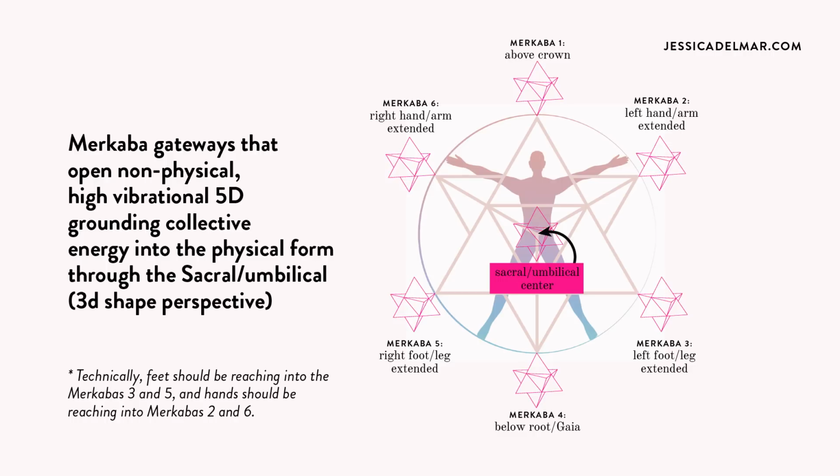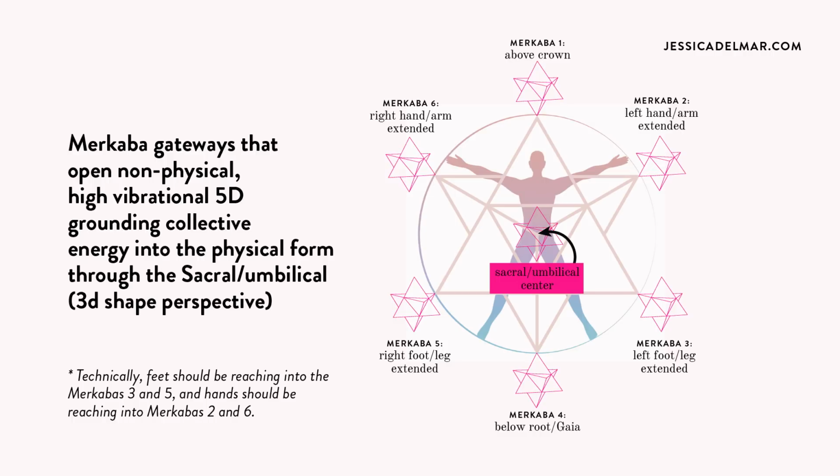So the first Merkaba point is the very top point in terms of the outer 6 points of the Merkaba star. The first point is above the crown. The second Merkaba point is at the left hand, with your arm extended. If you think of, put yourself again back into that starfish. So with your arms outstretched, your left hand and your arm extended opens into the second Merkaba star. The third Merkaba that you have access to is through the left foot and the extended left leg.